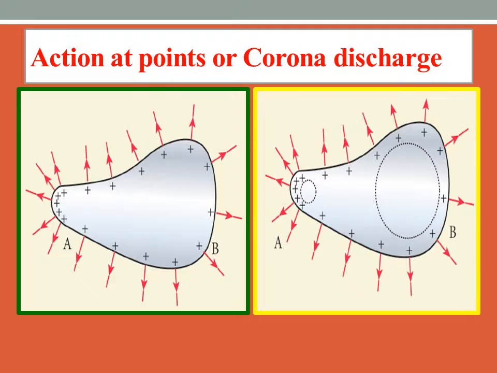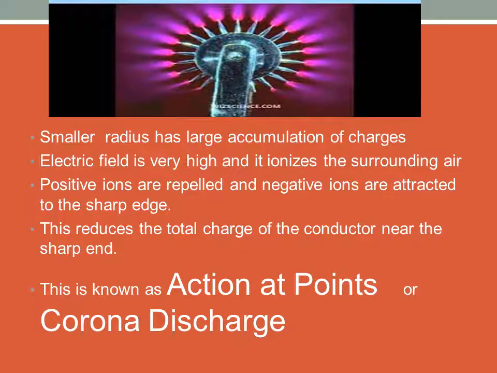So, smaller radius has a large accumulation of charges, and the electric field is very high and it ionizes the surrounding air. What happens is the positive ions are repelled and the negative ions are attracted to the sharp edge. This reduces the total charge of the conductor near the sharp end because there is leakage of charges. This is known as action at points or corona discharge.